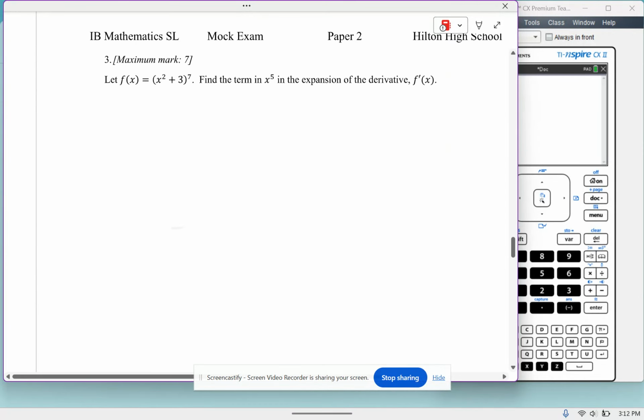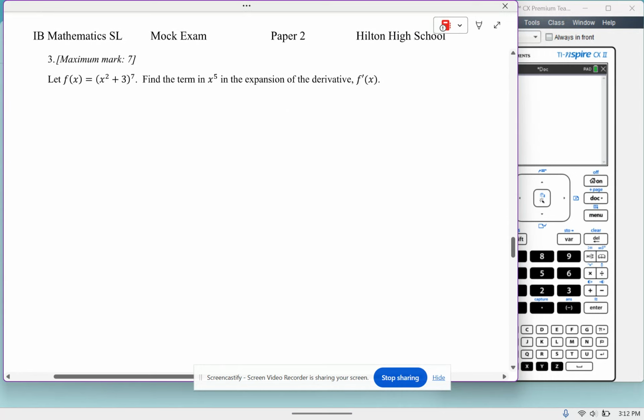Binomial expansion, your personal fave. Here we go. So it says find the term in x to the 5th in the expansion of the derivative f prime x. A lot of you guys got this right and I was amped. Good job. Proud of you.